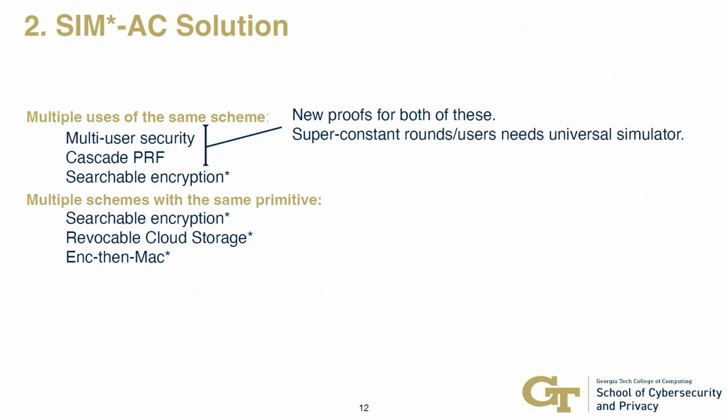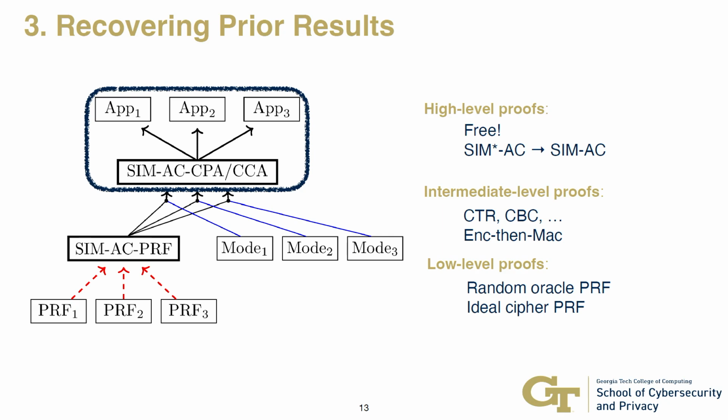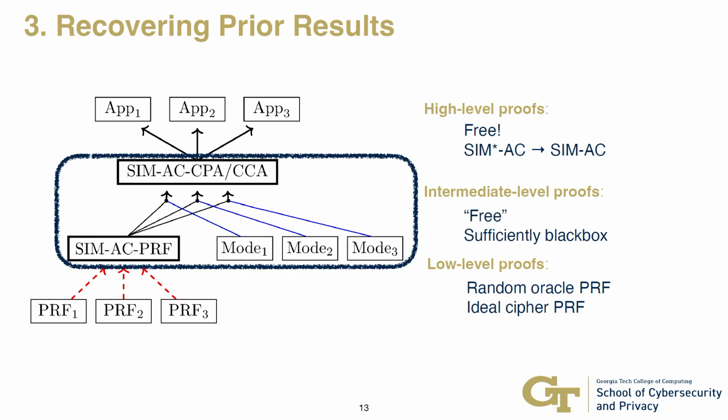Very briefly, multi-user security, Cascade PRF. I can write proofs for them now if we start with Sim star AC. There's this other technical detail about the simulation needing to be a universal simulator if you want more than a constant number of rounds, for example. We also want the old results from the previous definition to hold, and indeed they do. The high-level results are just kind of free, because my new definition is stronger than the old one. The intermediate results aren't quite as free, but they're basically free because all of the proofs in the previous paper were sufficiently black box that we can shove in the new definition without having to do anything fancy.